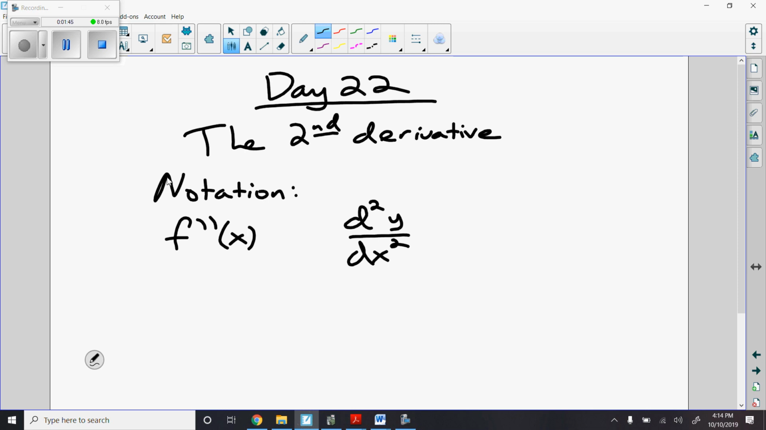So let's do a couple of examples. To calculate the second derivative, if you are given f of x, you just have to do f prime of x and then do the derivative of f prime of x. You're really just doing the derivative twice. So let's take a look at some. This can be really easy and it can be kind of challenging. I'll give you a couple of examples.